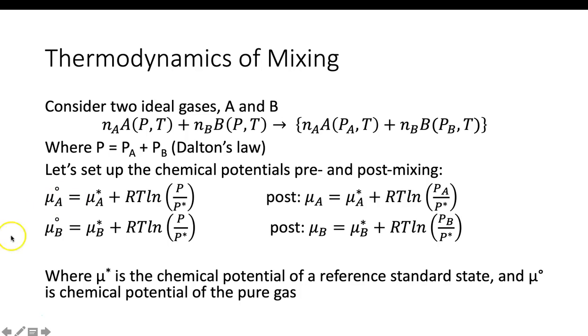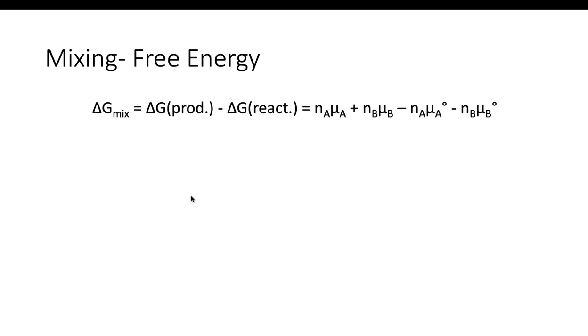And so we have that for A and B before we mix them, and then just the mu A and mu B is after they're mixed. And so here we have our partial pressure, here we have the total pressure of each. Okay, so those are our chemical potentials. Now let's do some mixing. Okay, so the delta G of the mixing, now remember the chemical potential is just the partial Gibbs free energy, so they're related. Right, so the delta G of mixing just tells us whether something's spontaneous or not.